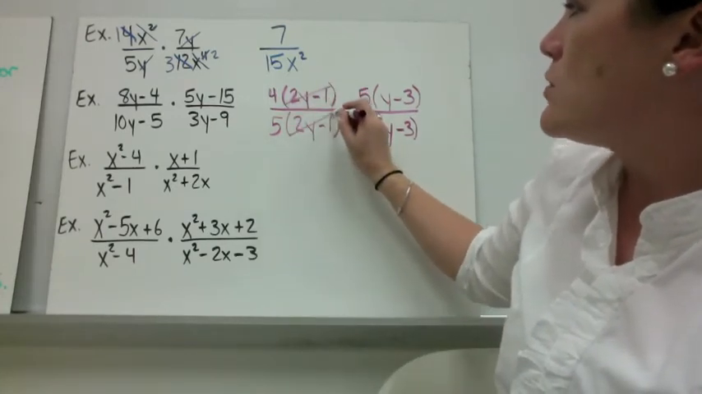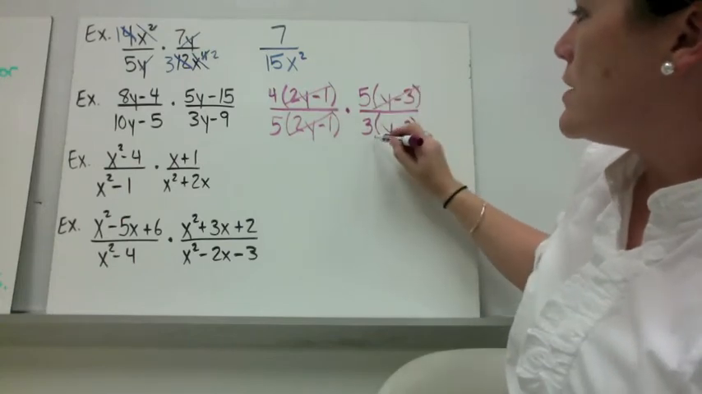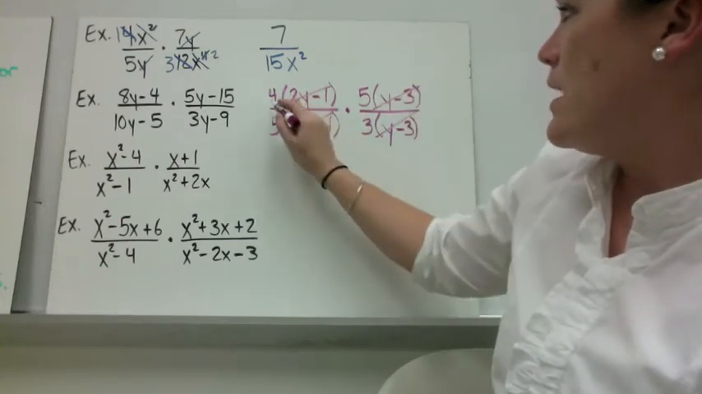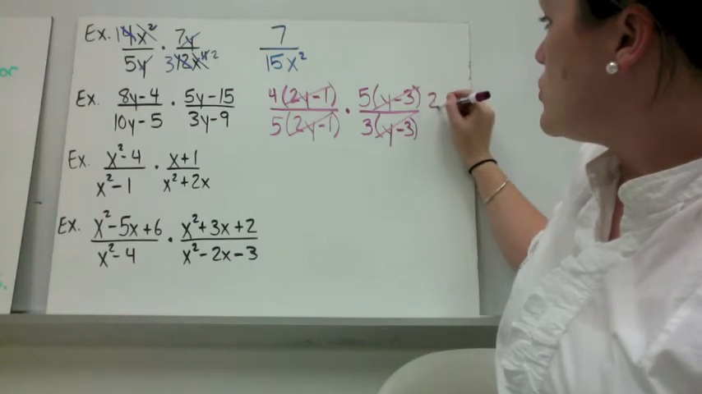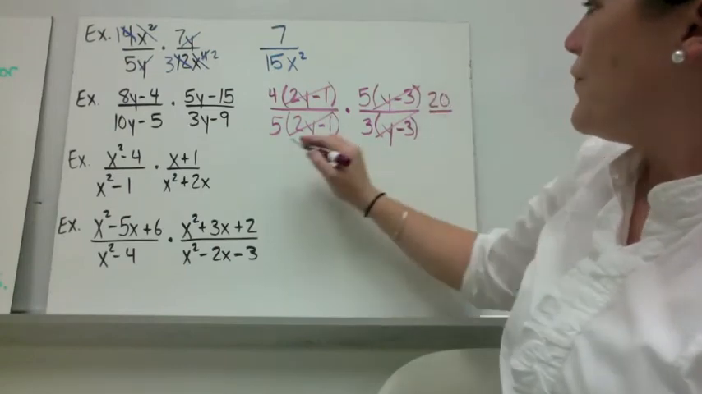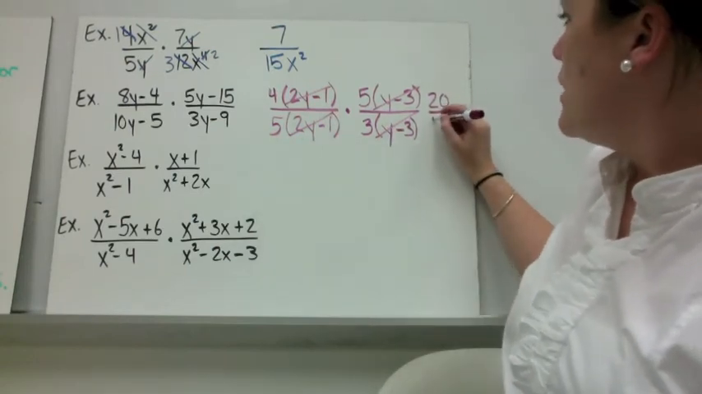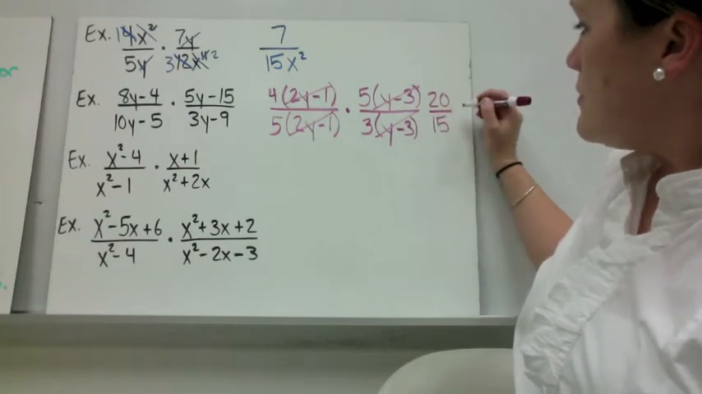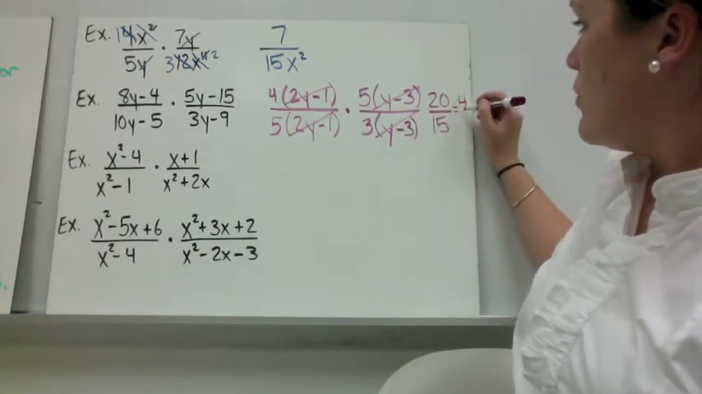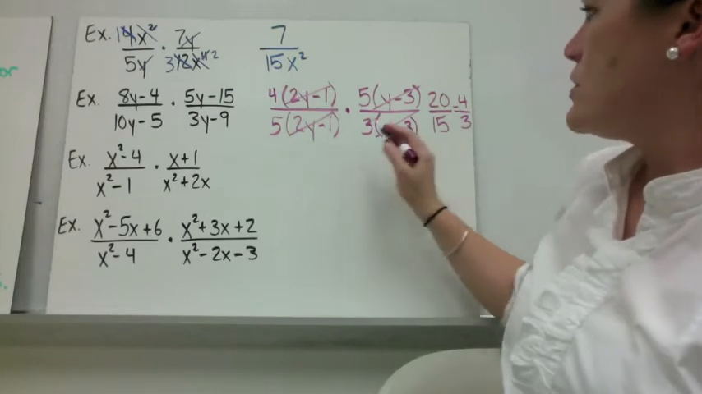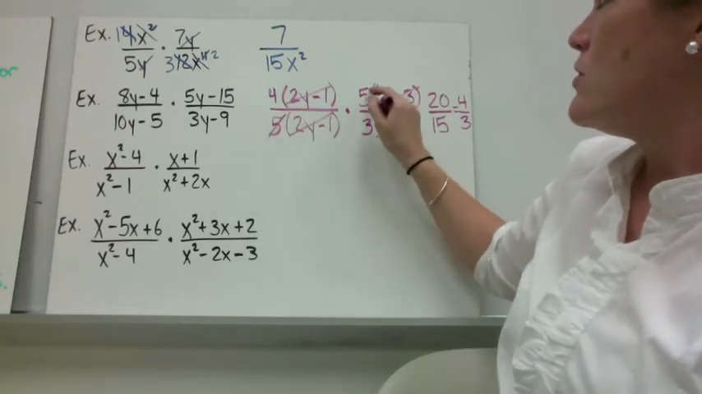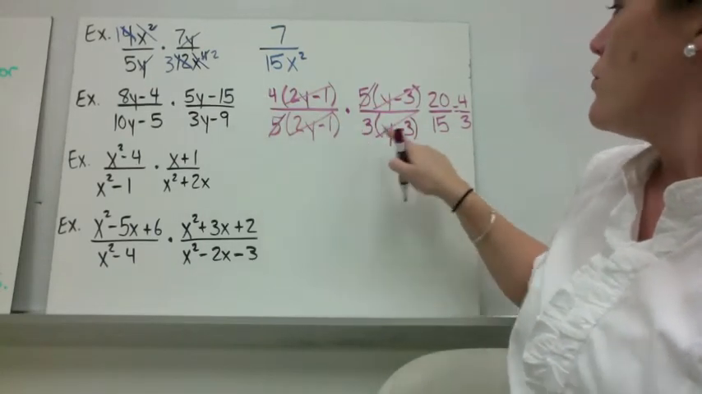So 2y minus 1 cancels out, y minus 3 cancels out, and then I have 4 times 5, which is 20, over 5 times 3, which is 15. And that would reduce to give me 4 over 3. But notice over here, if I had gone ahead and canceled those 5s, I could have just brought over 4 over 3.